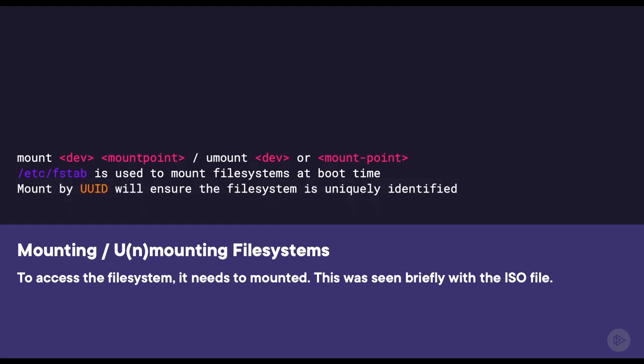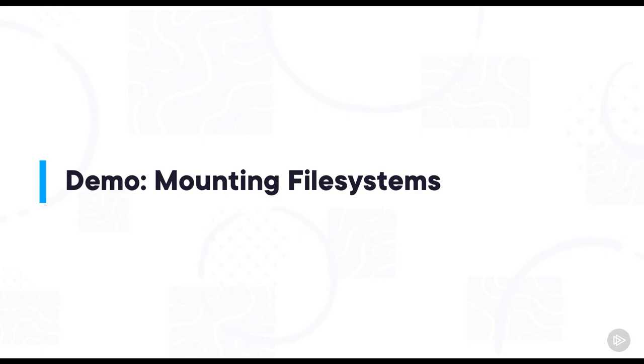We can mount by the label, we can mount by the device name, but we can also use the UUID to mount the file system. This is going to ensure that we're uniquely identifying that file system. To retrieve the UUID of the file system, we can use the blkid command. But I think we need to investigate some of this. Shall we move back out to our command line?